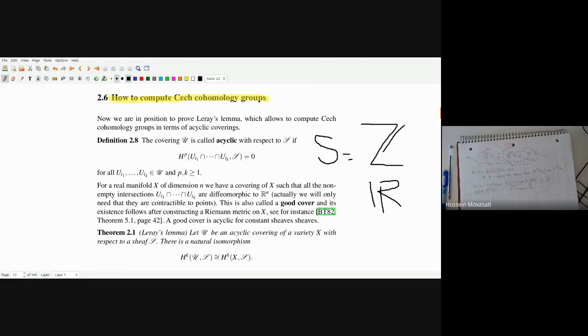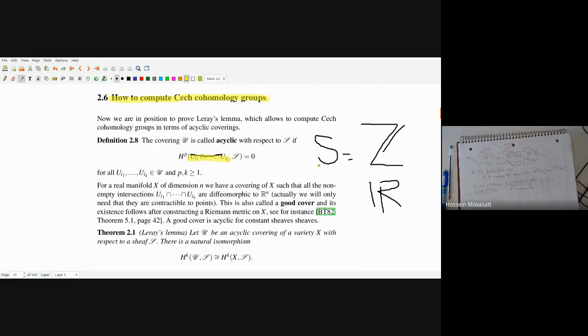This means that for any open set, you just associate the ring Z or R. So the covering is acyclic if for all the intersections the cohomologies are 0. And so this means that at least we must compute these cohomologies for certain open sets. Okay, so this is just a definition.